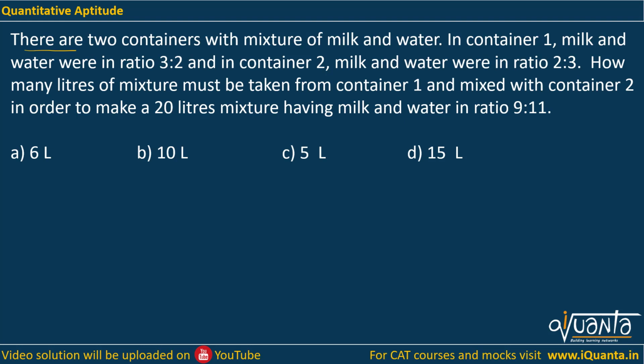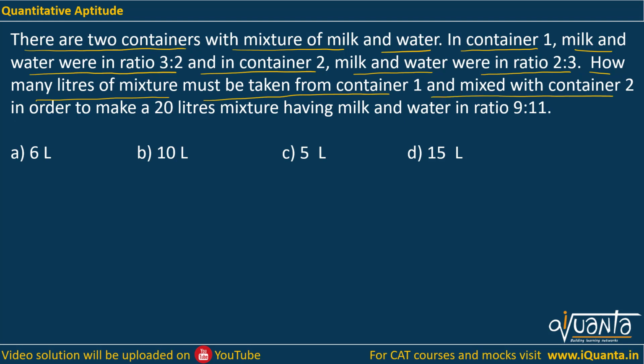So the question is, there are two containers with a mixture of milk and water. In container 1, milk and water were in ratio 3:2, and in container 2, milk and water were in ratio 2:3. How many liters of mixture must be taken from container 1 and mixed with container 2 in order to make a 20-liter mixture having milk and water in ratio 9:11?